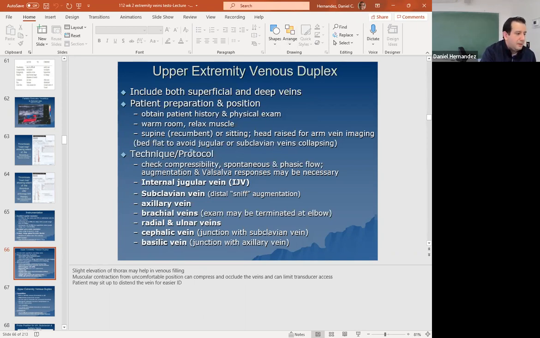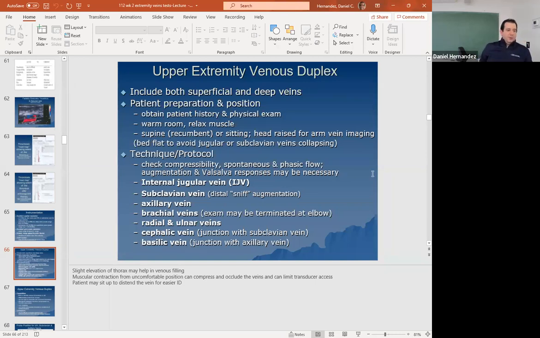I apologize. So if they're sitting upright, or if the head's raised a little bit, sometimes that can cause the jugular or subclavian veins to collapse. If you're able to lower the head lower than the actual feet, that would really open up the subclavian and jugular veins.